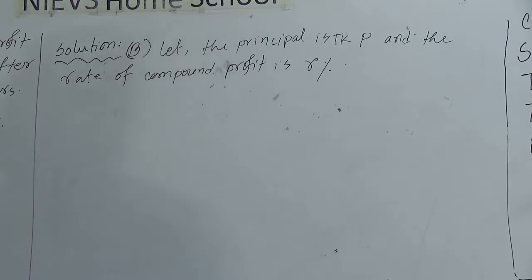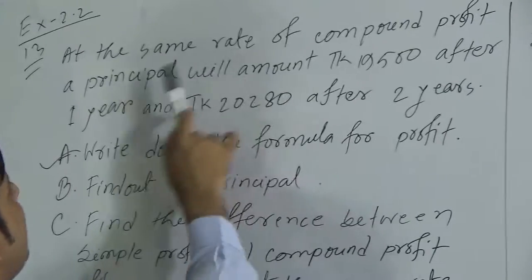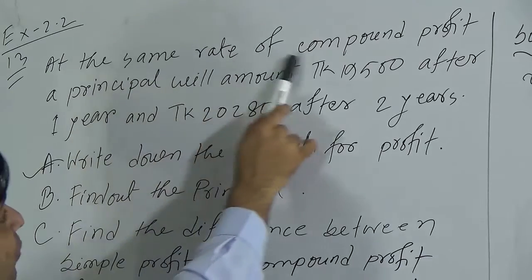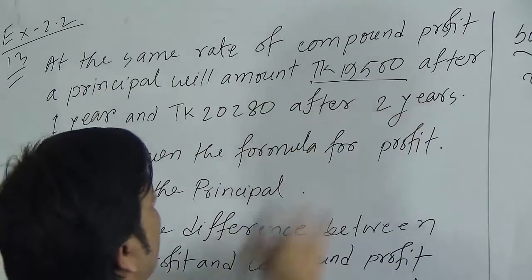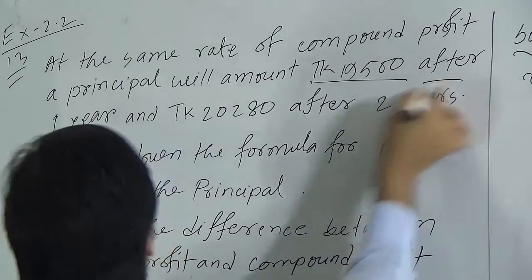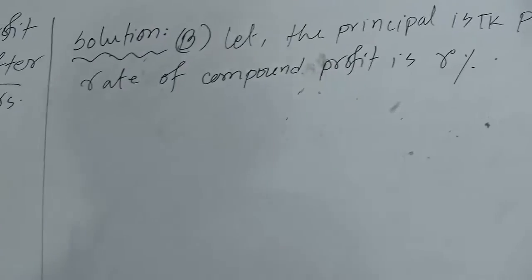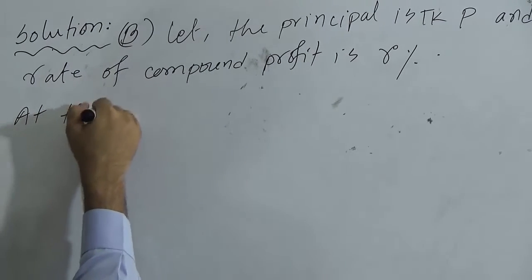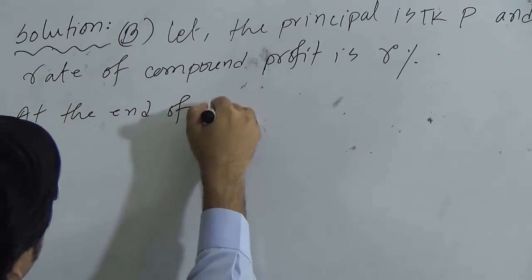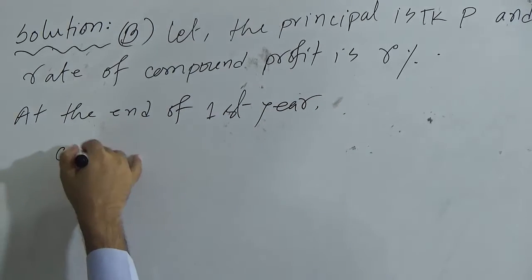Before writing this, we can read the stem again. What is given here? At the same rate of compound profit, a principal will amount taka 19,500 after 1 year. It means that after the completion of 1 year, we will get 19,500 taka. So we can write here at the end of first year, compound principal.